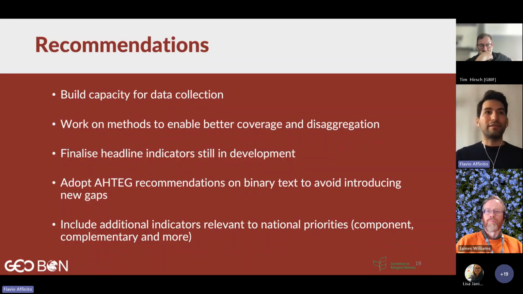So to leave you and parties with a few recommendations, the ARTEG concluded that one of the key challenges still required to fill a lot of these gaps is to build capacity for data collection. This has also been concluded by the survey on capacity needs, and there are quite a few targets and goals where simply the data needed to deliver on the monitoring is not available.